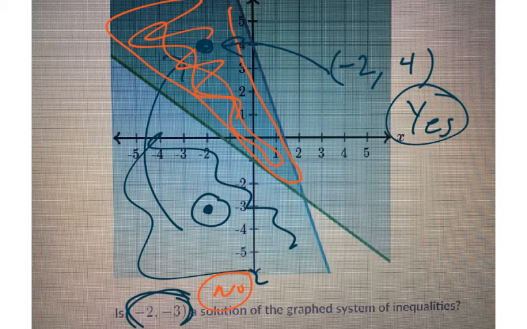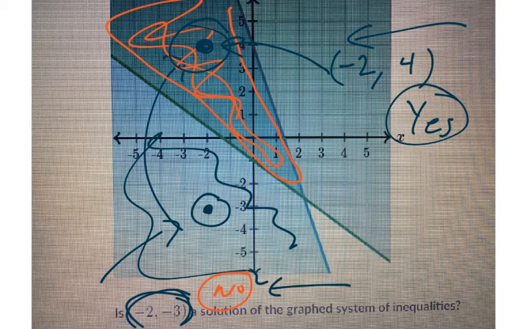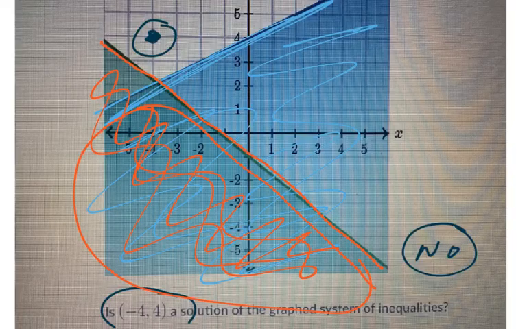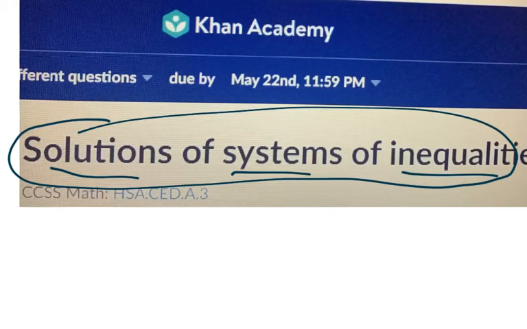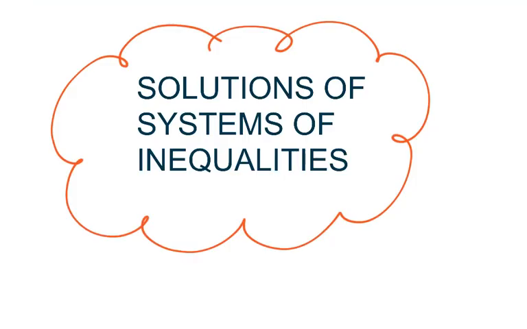Again, this is only in the blue. It's not anywhere in the green area. That's why our answer would have been no. If we would have done negative 2, 4, however, it would have been yes. So guys, that's how you check and find out whether a solution works for a system of inequalities.